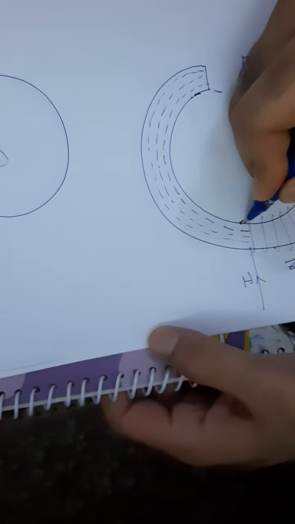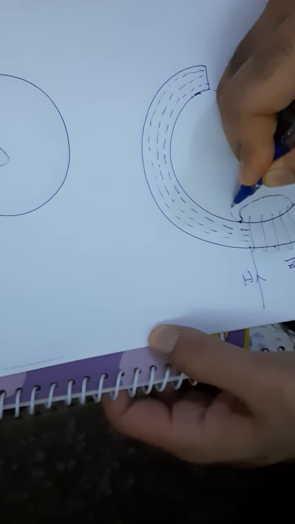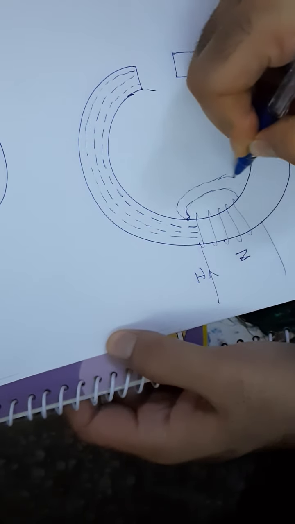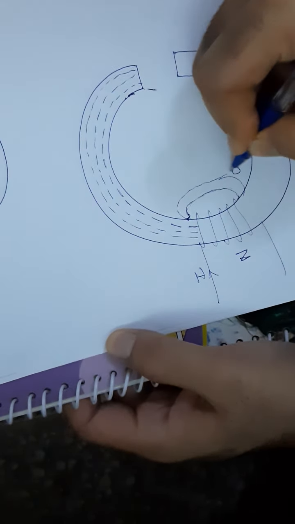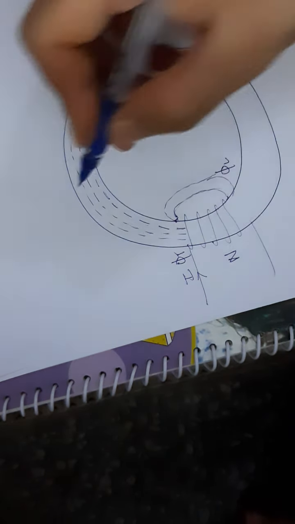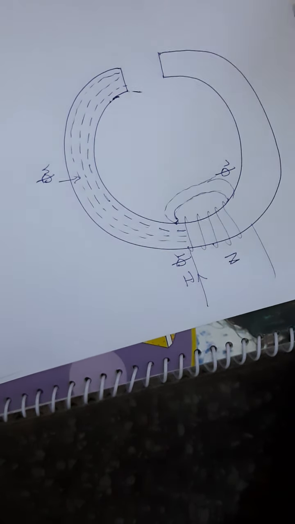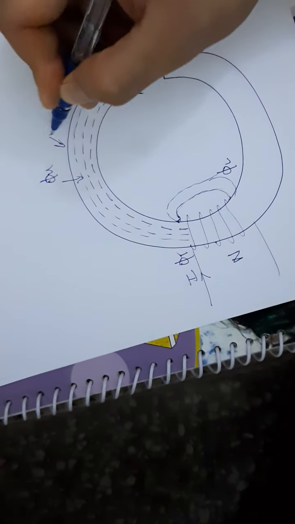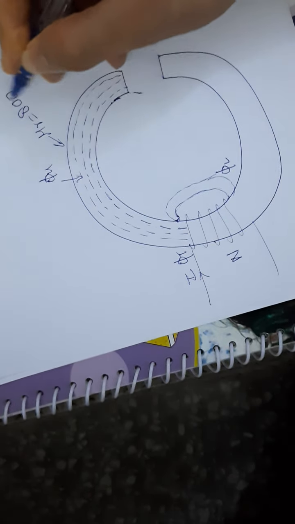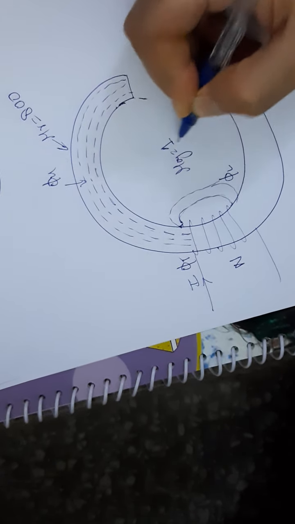Here I will have some leakage flux as well. This is phi leakage, this is phi total, and this is phi useful flux. Now I am saying this is made of iron, where the relative permeability is 800, and this is mu air gap, where the relative permeability is 1 per unit.